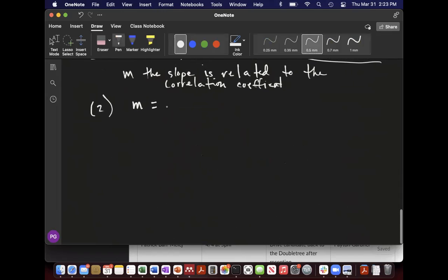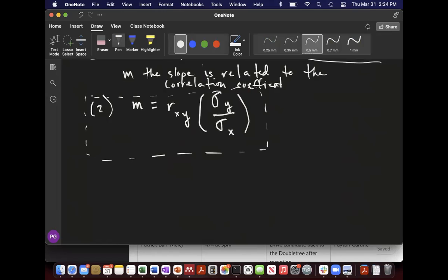So M can be calculated as the correlation coefficient, Rxy, times the standard deviation of the Y over the standard deviation of the X. All right, so this is our second equation that we'll use today. And it just says I can calculate the slope. Once I calculate my correlation coefficient, I can then easily calculate the slope of my best fit line using this equation.